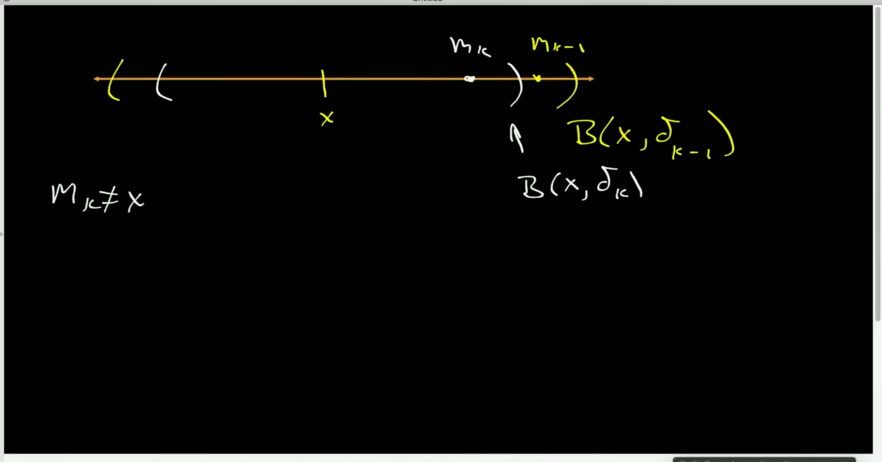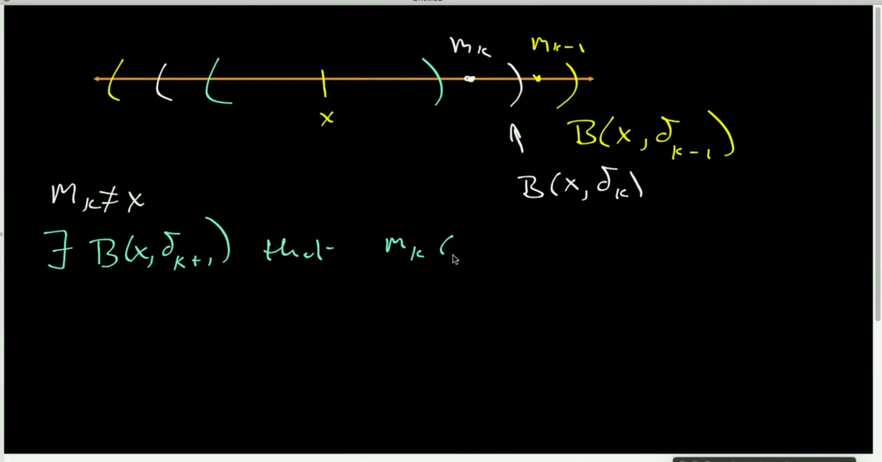And because I know that M_k is not equal to x, what do I know? Well, I know there exists a delta ball centered at x, and its radius is going to be called delta_{k+1}. And this delta ball is so small that M_k does not belong to it. So this ball here is this most recent ball.